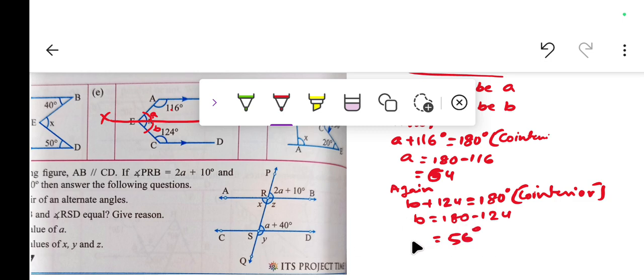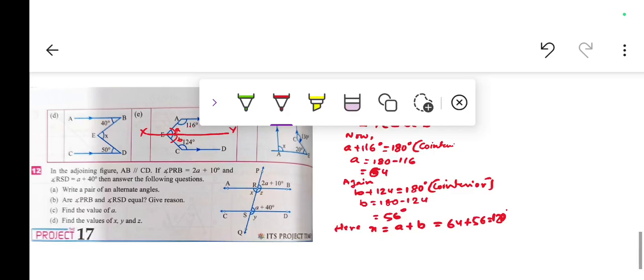So A plus B is how much now? We have to find X. X is A plus B. Here in this question, A plus B means total X. So A is 64 and B is 56. That is equal to 120 degree. Done.